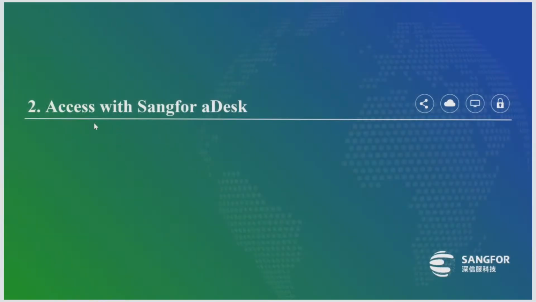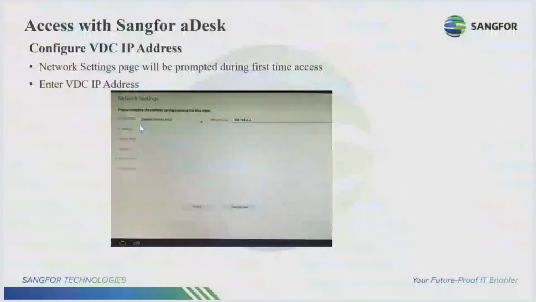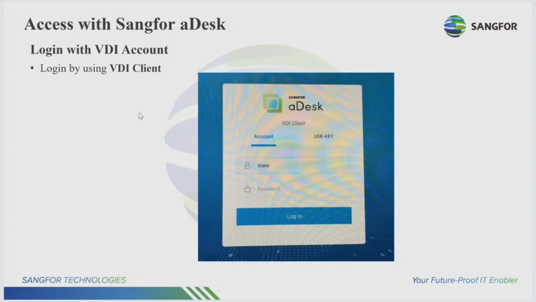And how to access with the Sangfor thin client. This is a configuration page of the thin client. First, we need to configure the thin client's IP, and we need to set the VDC address. This is the VDC management IP, and then we can log in with a VDI account. Okay, this is the authentication; actually, this is the authentication policy. I will introduce later how to create an authentication policy.